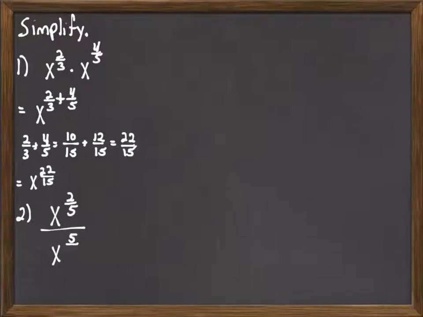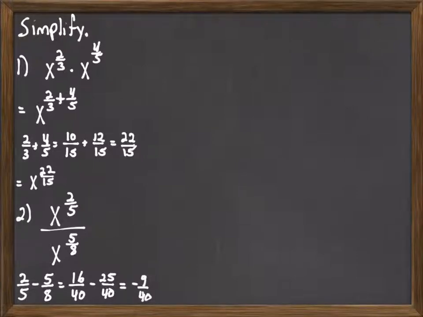As another example, consider x to the 2/5 over x to the 5/8. Because we're dividing, we subtract the exponents. So we're going to do 2/5 minus 5/8. Again, we need to get a common denominator. 16 over 40 minus 25 over 40. And then we simplify, we get negative 9 over 40.